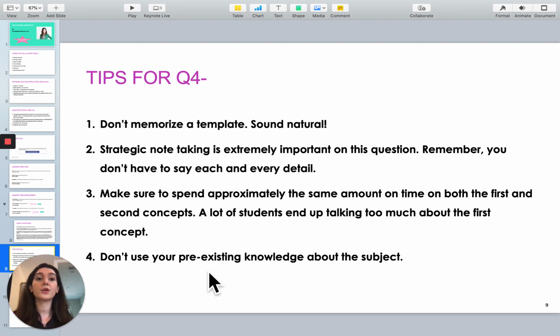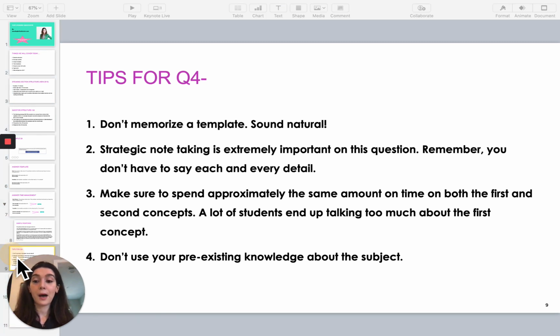Now, the last point is that if you know about the topic beforehand, don't use your pre-existing knowledge. Rather, remember you're only asked to give a response based on what you just heard. Okay, so those are some of the tips. Now you have the template, you know the time management, you know what a response that will get you a very high score looks like. So we're done with that.